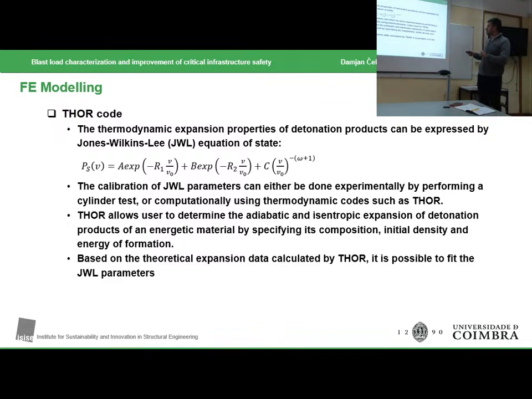With a thermochemical code such as TOR, we are able to define adiabatic and isentropic expansion, which I can later describe in more detail if someone is interested, to calibrate different parts of this equation. And then with this defined equation, we can go to modeling in commercial explicit dynamic software.